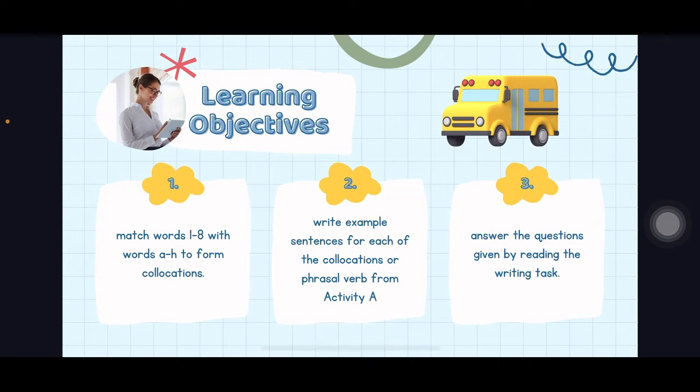Let's have a look at this slide. As you can see, here are the learning objectives for today's lesson. For the first one, you need to match words 1 until 8 with words from A to H to form collocations. Number 2, you need to write example sentences for each of the collocations or phrasal verbs from activity A. And the third one is you need to answer the question given by reading the writing task.